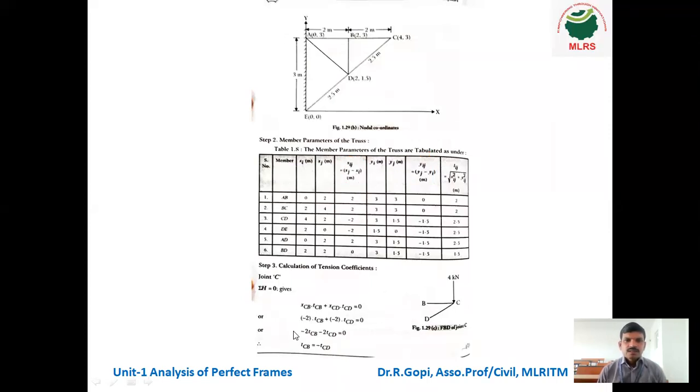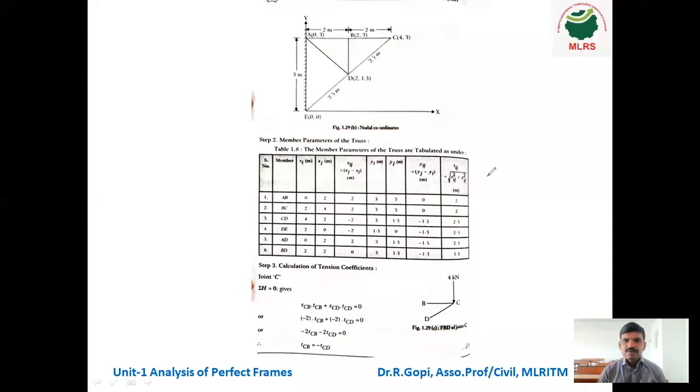So step 2 is over. Next come to step 3. There we need 2 parameters: one is the length of the member, and the second is the tension coefficient. The length of each member we already calculated.